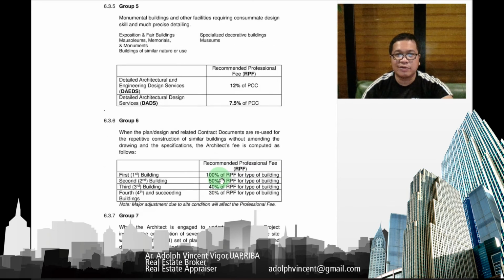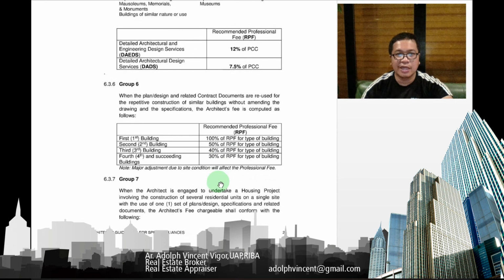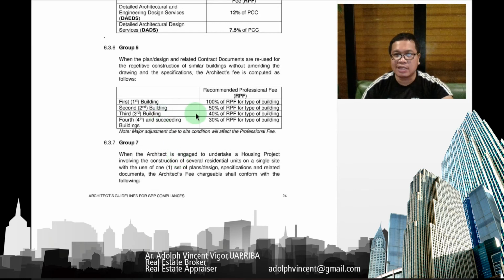Then you have what you call Group 6. When the plan, design, and related contract documents are reused for the repetitive construction of similar buildings without amending the drawings and the specifications, the architect's fee is computed as follows. The first building is 100% of the recommended professional fee for the building type. For the second building, it's 50%. For the third, it's 40%. And for the fourth and succeeding, it's 30% of the RPF for the building type.